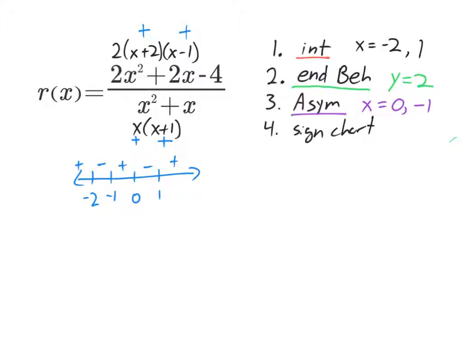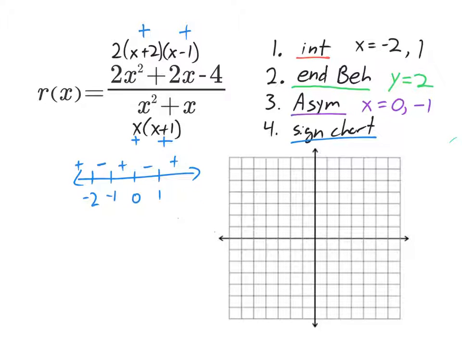So let's graph it. In order to be able to see what's really going on, I'm going to make every 3 tick marks 1. So that's -1, that's -2. That's 1, that's 2. So we have x-intercepts at -2, which is going to be right here, and 1, which is going to be right here. And then I have an asymptote at 0. By the way, this is why we don't have a y-intercept. It's because there's an asymptote there. And then an asymptote at -1. And then I have a horizontal asymptote at y equals 2.